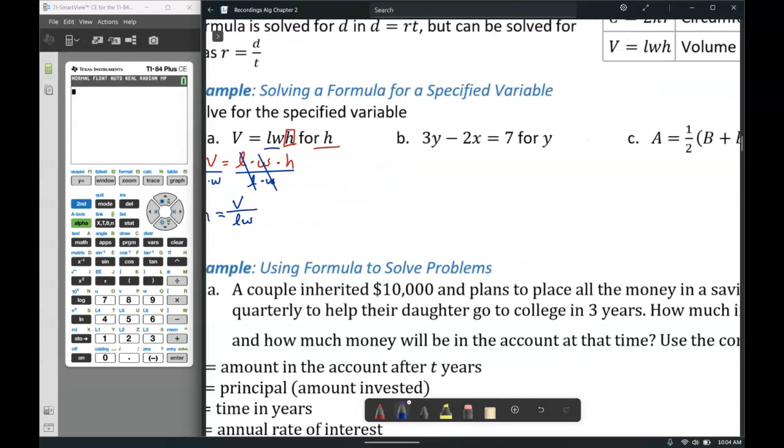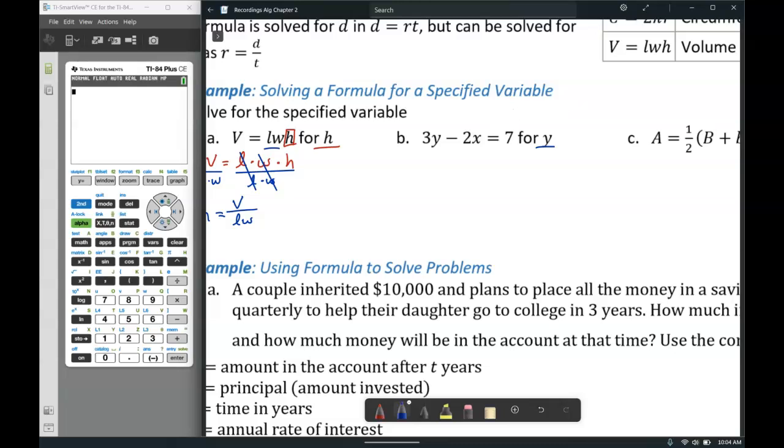Next, we've got a linear equation in two variables, x and y. When we have equations like this, it is very common that we will solve for y and isolate y. That's because when we deal with linear equations, we usually want the form of the equation y equals mx plus b. And so we're usually isolating y in order to make that happen.